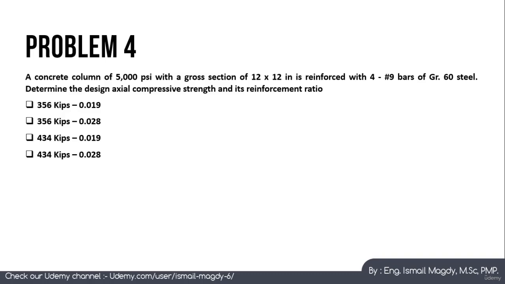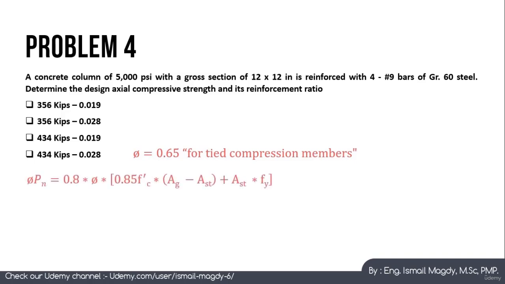Okay, in order to start solving this, first step we need to determine the phi, and this is a concrete column. It is under compression, so phi for tied compression members equals 0.65. Next step, we will write the equation for the column design compression strength, which is phi Pn equals 0.8 phi multiplied by 0.85 Fc prime multiplied by area gross minus area steel, plus area steel multiplied by Fy. We have all of these parameters.